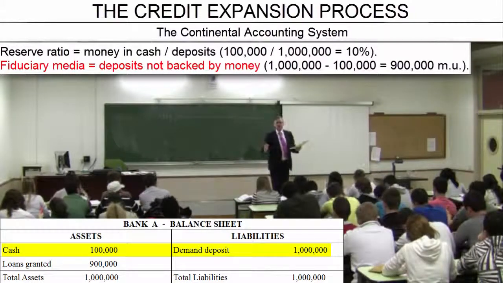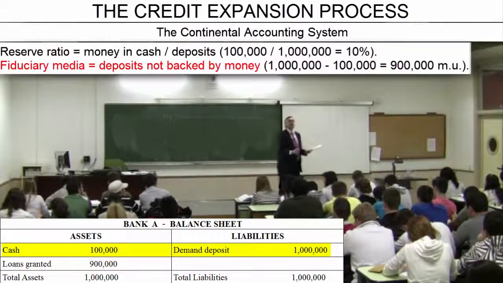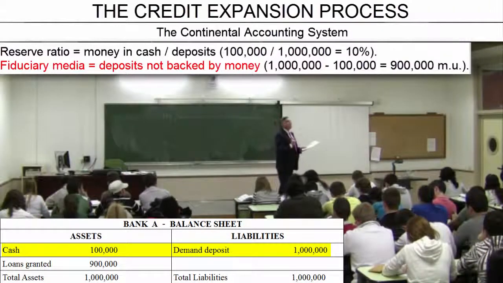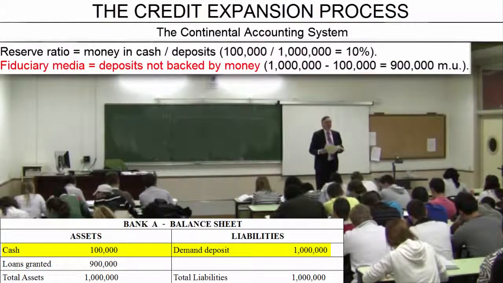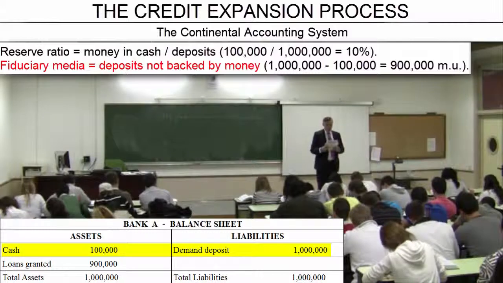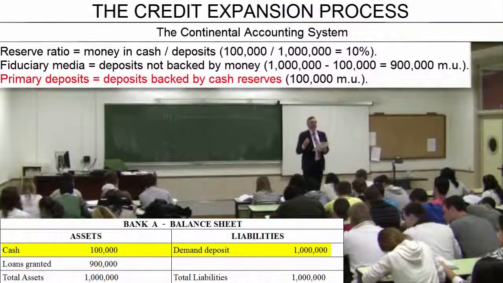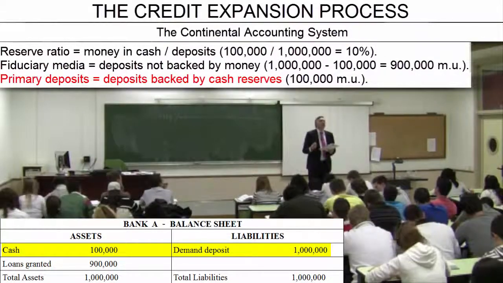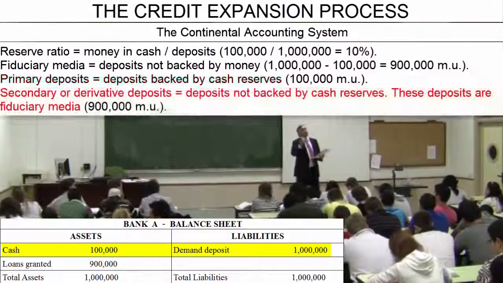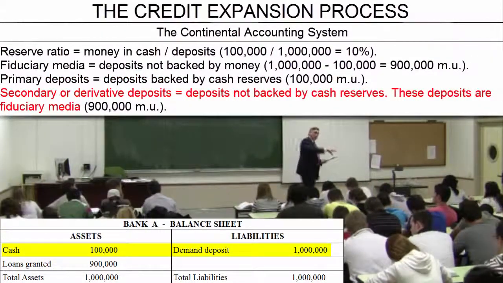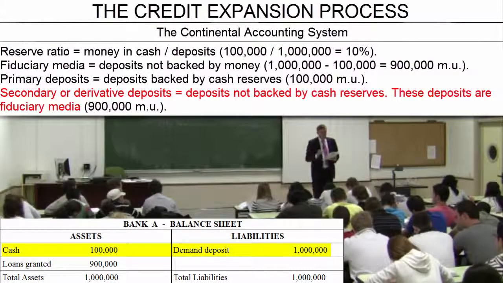Notice that the bank has as a deposit 1 million monetary units, and yet its vaults contain only 100,000. This means it has created from nothing 900,000 units of fiduciary media. There is another interesting terminology, that of primary deposits and secondary deposits. The portion of deposits which are backed by cash reserves, cash in the bank, are called primary deposits, and the portion of deposits which are not backed by cash reserves, what we just called fiduciary media, are also called secondary deposits, or derivative deposits.